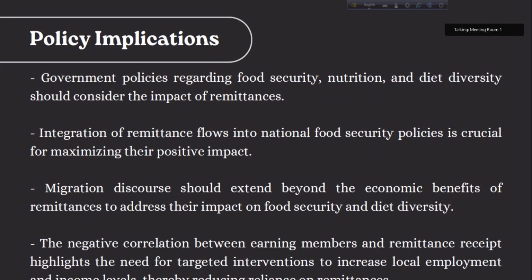Our previous literature showed that there is a tendency to eat junk food more than nutritious food, so we need to educate them more on it. These are some of the important takeaways. Also, we found a negative correlation between earning members and remittance received. So targeted intervention to increase local employment, employment in the home country, increasing employment in Bangladesh, is very important to make sure that our reliance on remittance decreases with time.